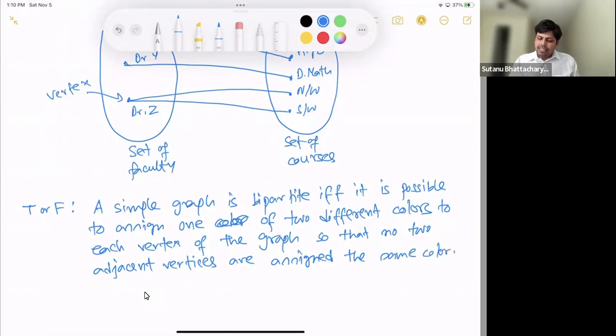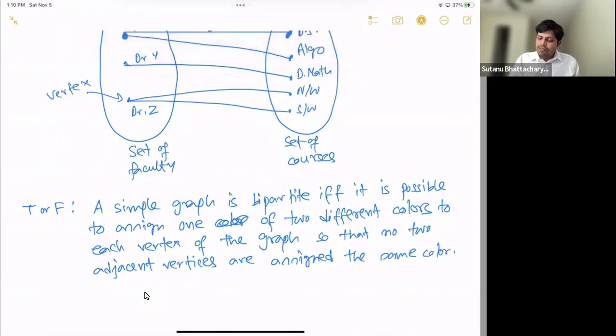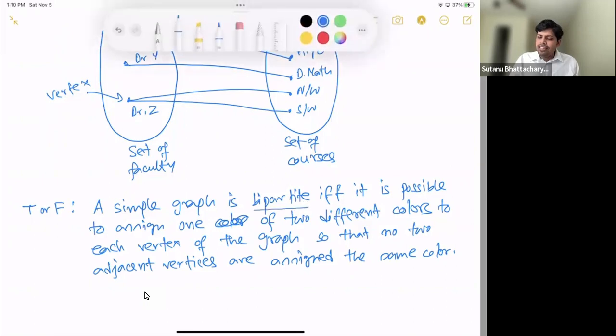So it is saying that a simple graph is bipartite if and only if it is possible to assign one of two different colors. You have two different colors. You will assign one color.